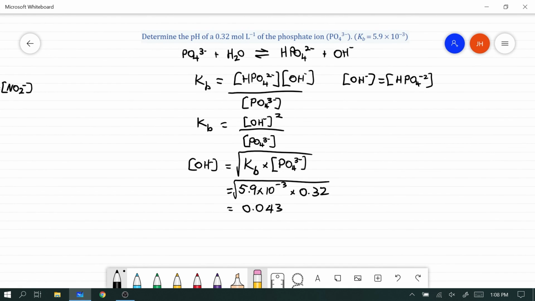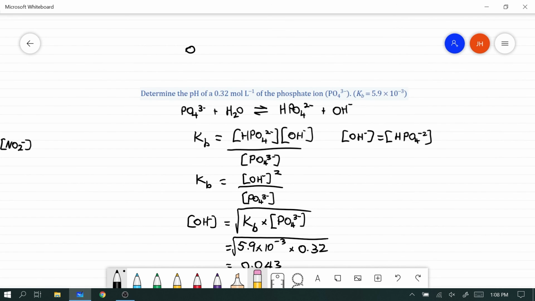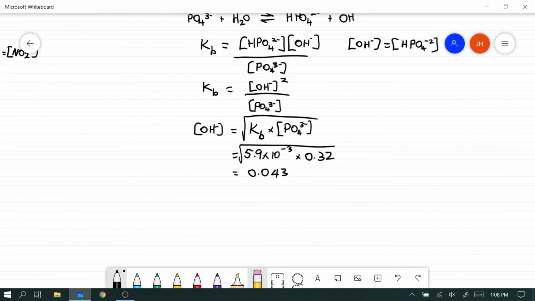Now that we know the hydroxide ion concentration, we should be able to go from hydroxide ion concentration to pOH to pH. That's going to be my plan. So to convert to pOH, pOH is equal to negative log 10 of the hydroxide concentration. So that's negative log 10 of 0.043. I'm going to put that into my calculator. That is equal to 1.36.